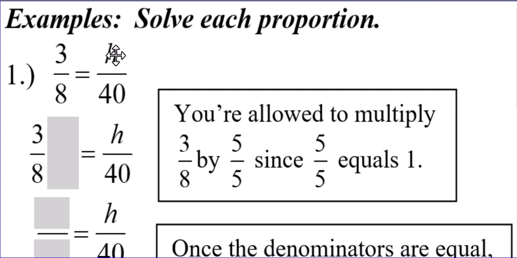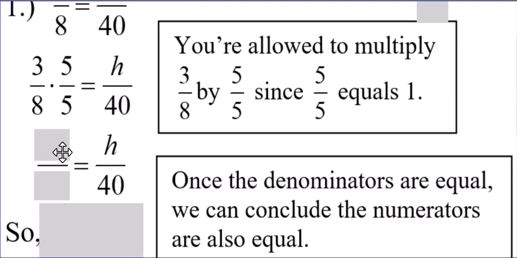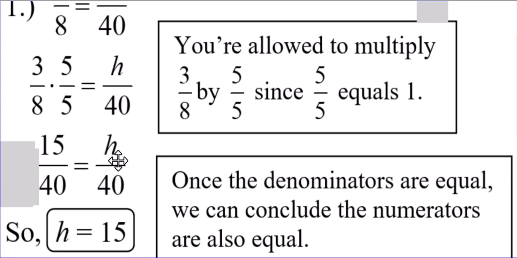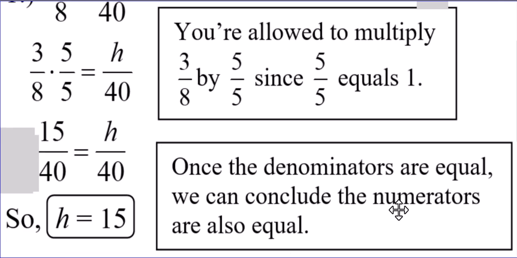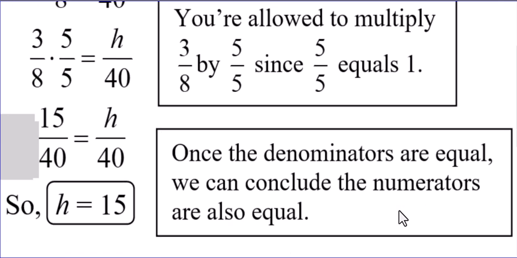We got 3 over 8 equals h over 40. Is there a way that 8 could be made to become 40? Well, if you know your multiples of 8, you would know 8 times 5 would give you 40, so then simply multiply the 3 times 5 as well. And that will transform this first fraction of 3/8 into 15/40ths, because 3 times 5 is 15. And if they're both having the same denominator, then we can conclude that h would equal the 15. Once the denominators are equal, we can conclude the numerators are also equal.